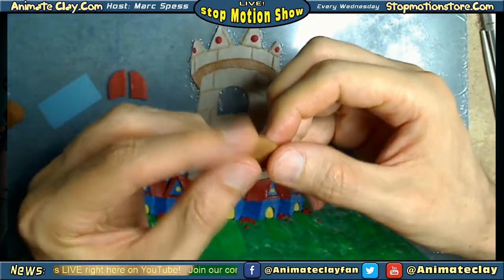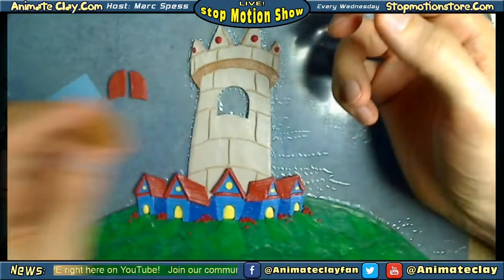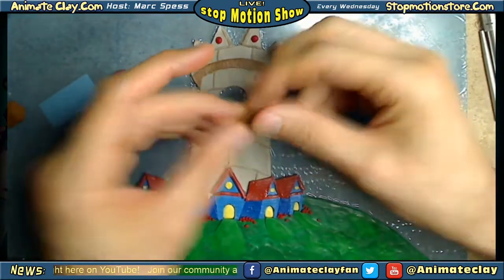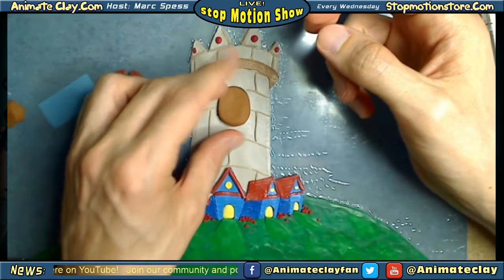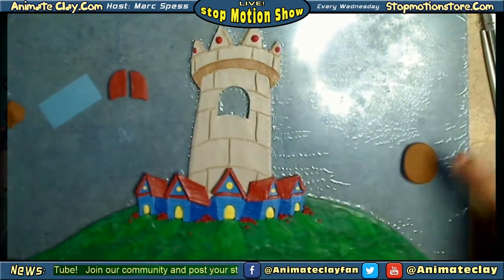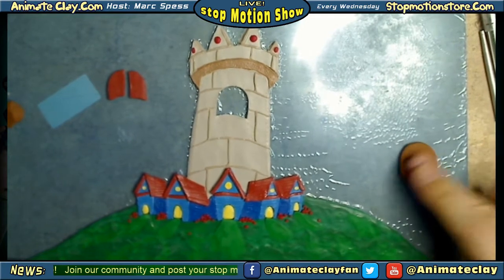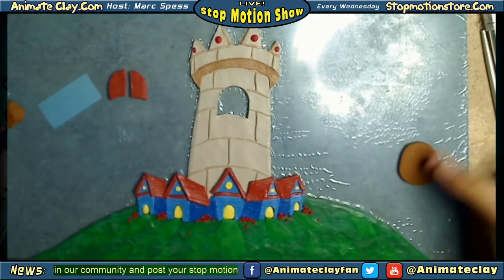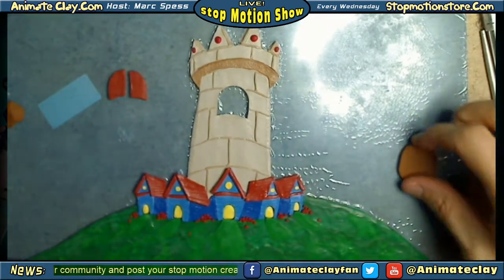But that's really it. So anyways, now, here's our little drawbridge thing. And I'm going to flatten this a bit. So again, this here is something I want to animate in a traditional way.